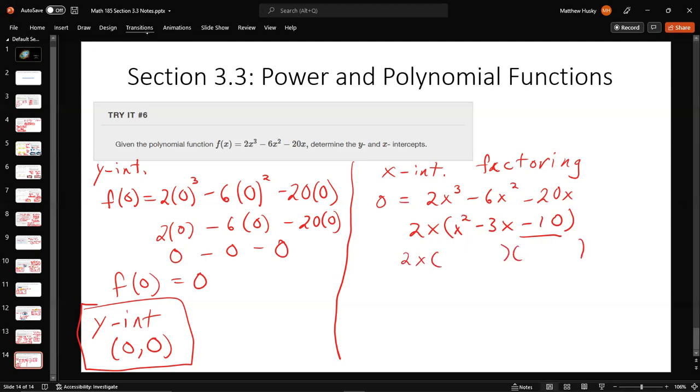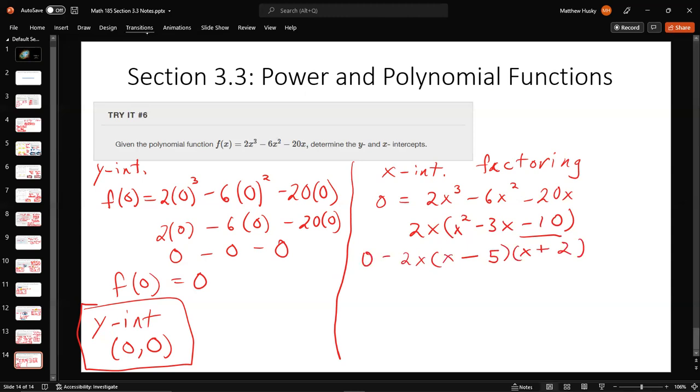So set up your parentheses here. You're going to have an x and an x. Minus 10, that's probably going to be like 5 times 2. And if you do negative 5 plus 2, that would give you negative 3 if you add them together. And if you do negative 5 times 2, that will give you negative 10.